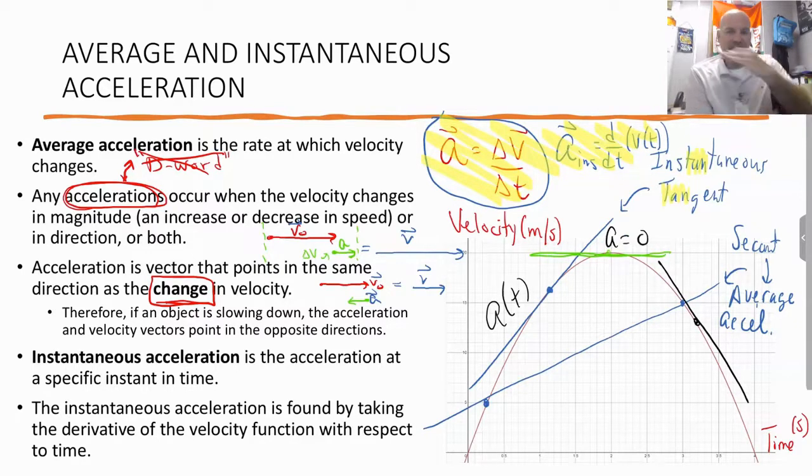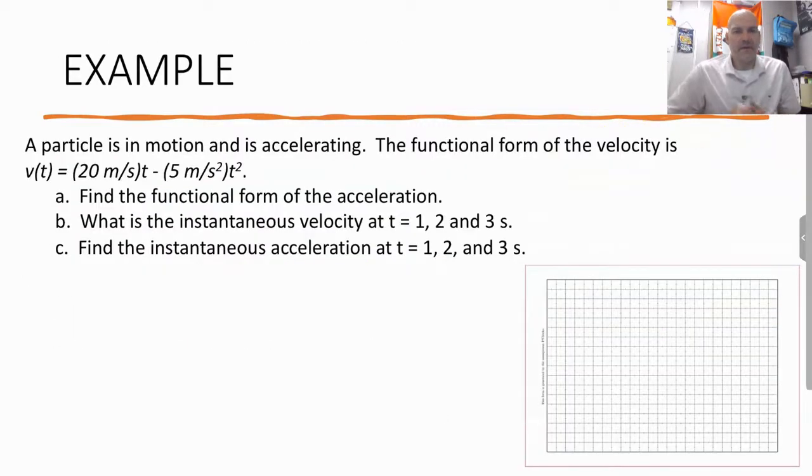This is when your acceleration would be 0 because it's a flat line. And this would be a negative acceleration. Okay, so let's take a look at an example problem centered around this concept of average and instantaneous acceleration.